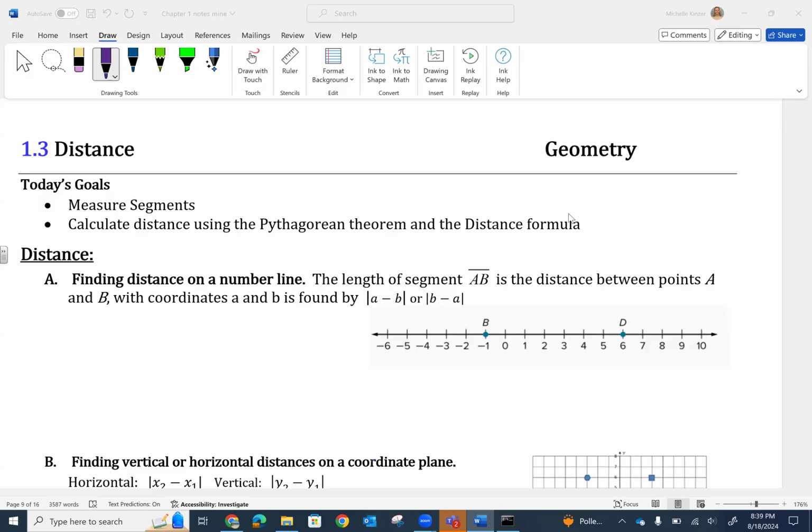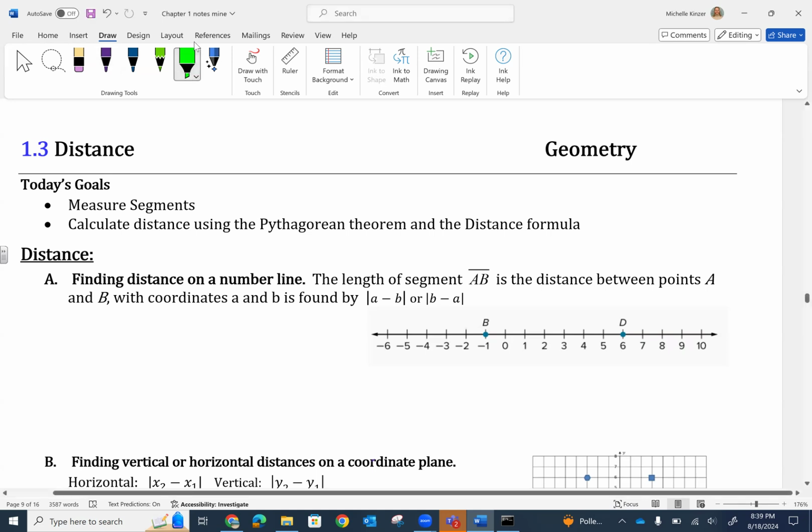Okay, so today we're going to be talking about distance. You've heard distance many times in your life. Well, how far do you have to go to get there, etc. And definitely when we talk about distance in math, we often are talking about length as well.